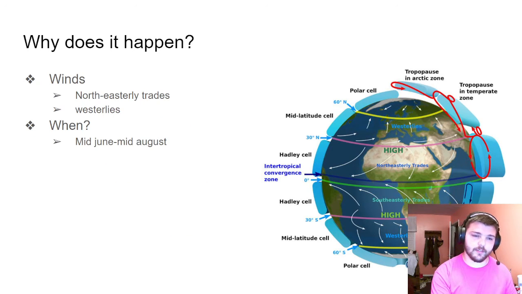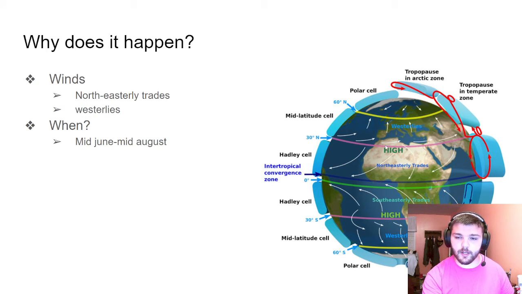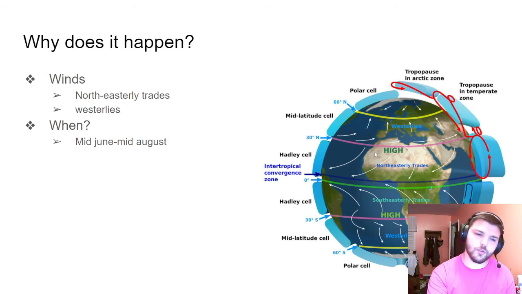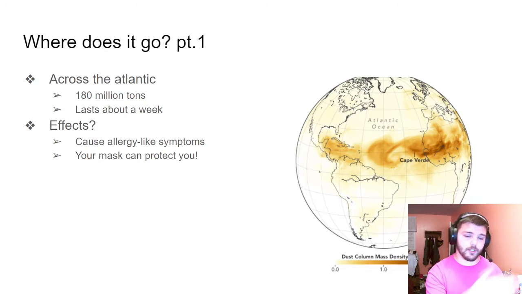So why does the Saharan dust happen? Well, it happens because of the winds. The northeasterly trade winds take it, as the arrows show, through the Atlantic towards the Americas. Then you have the westerlies, which can pick up some of the dust right here in, I believe, Morocco. Sometimes these mix, and the westerlies can take it up into Europe, as you'll see in a bit. This usually starts around mid-June and lasts till about mid-August. So not too terribly long, but it does affect things, as we're going to be talking about on this slide.